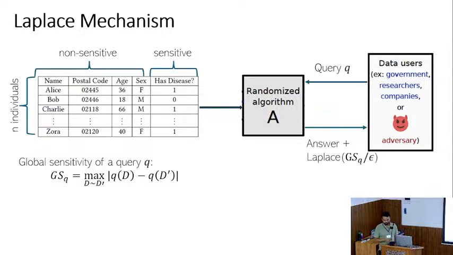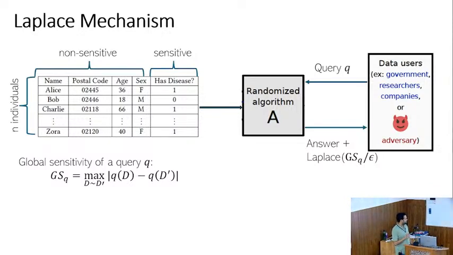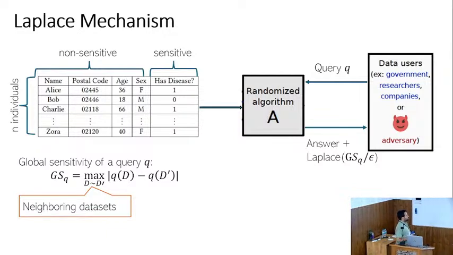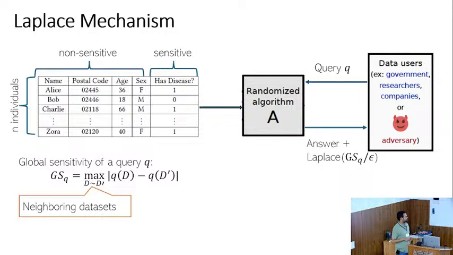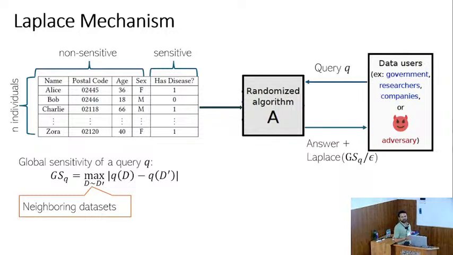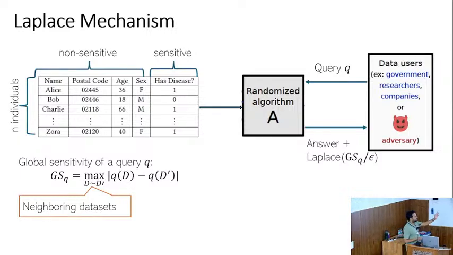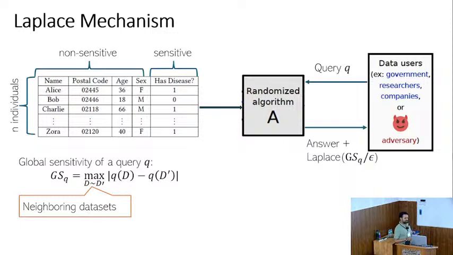Global sensitivity of a query Q is defined using the following equation. You take any two neighboring datasets, datasets which differ only in one entry. For the dataset D, take the output of the query. If the query is what fraction has the disease, it is a number. So Q of D gives how much fraction has the disease in the dataset. Now take another dataset D dash, which differs from D in only one entry. Run the same query and get the answer.